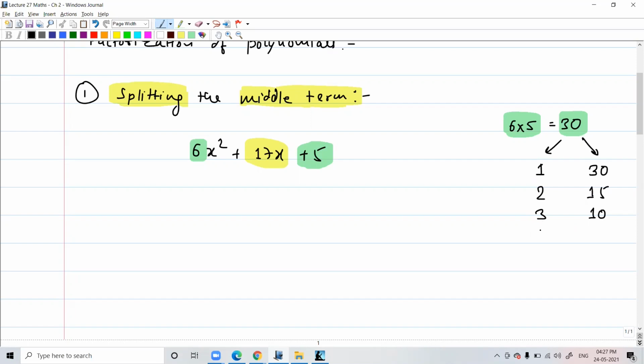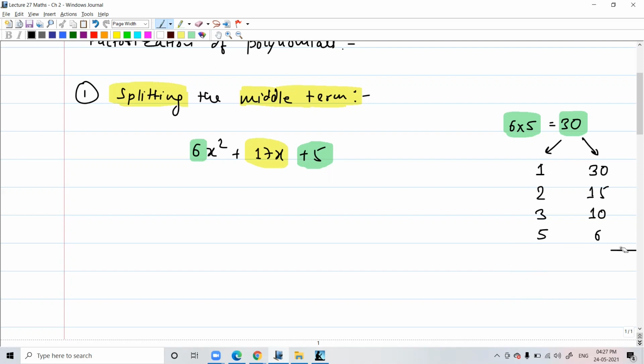Okay, what next? Can I take 4? Will 4 divide 30? No. So the next thing we have to try is 5. 5 6s are 30. Now, after 5, the next number would be 6, but 6 is already written over here. We are going to exceed this number, so we can stop at this place. You don't need to look for any more factors. The moment you cross the number which is written on the right side, after that you can stop.